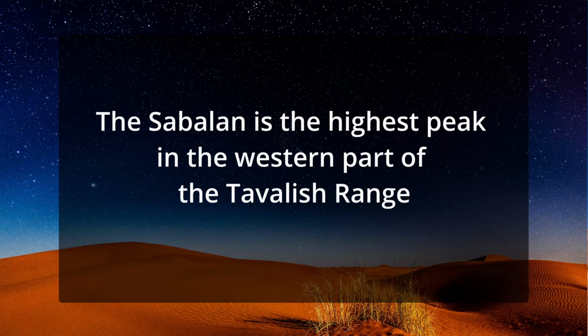A lot of these highlands are used for grazing sheep and goats. A wide variety of crops are produced on the lower slopes below 1200 meters and when there is enough rain. The Sabalon is the highest peak in the western part of the Tavelish range, which bends northwest towards Azerbaijan. A group of fault block ranges surround valleys where meat is grown as the main crop.